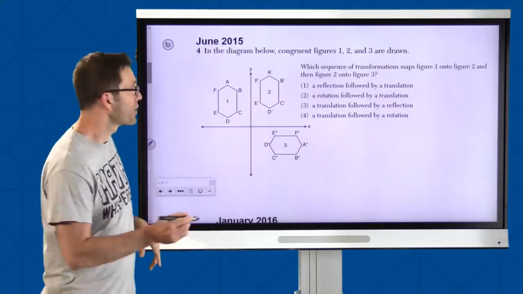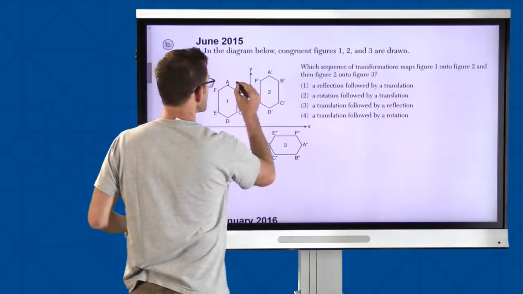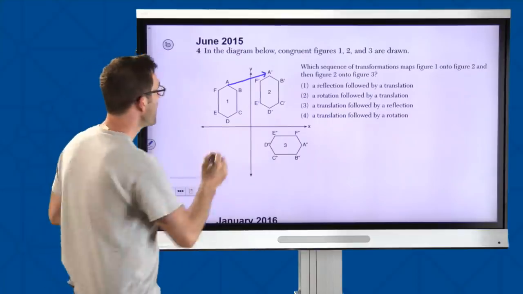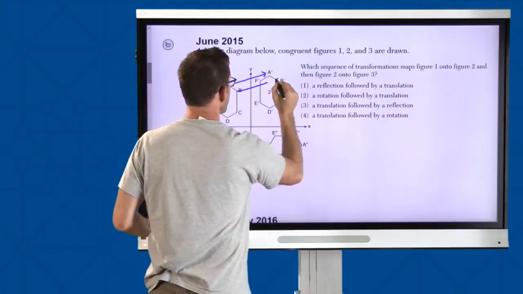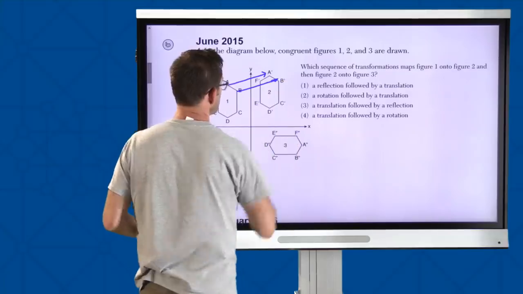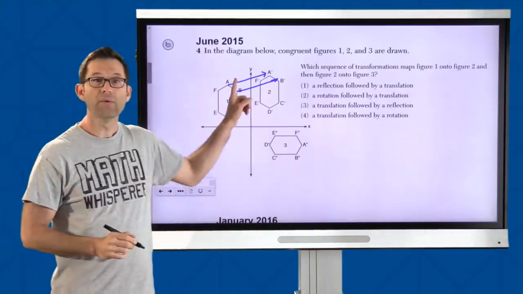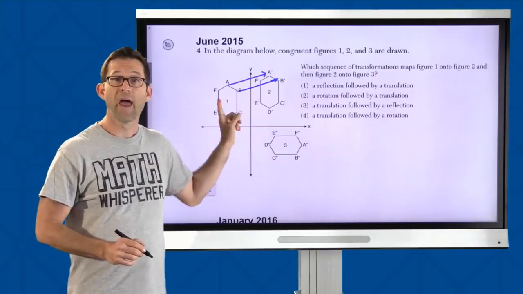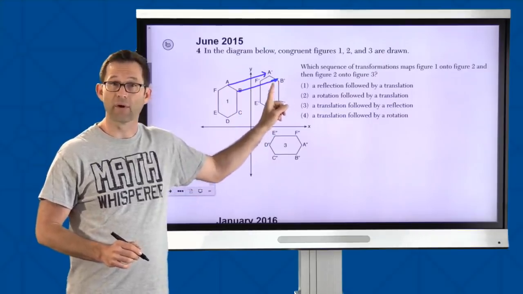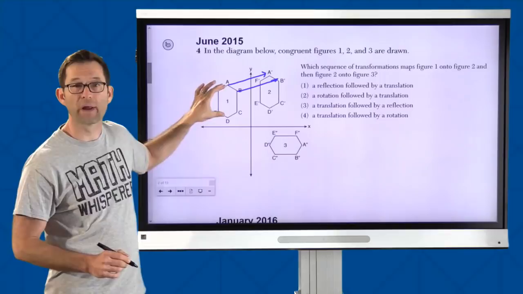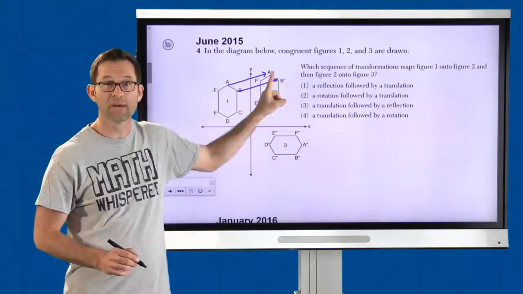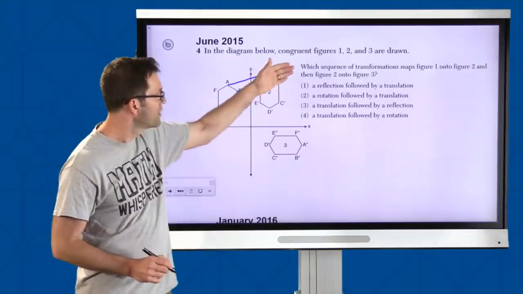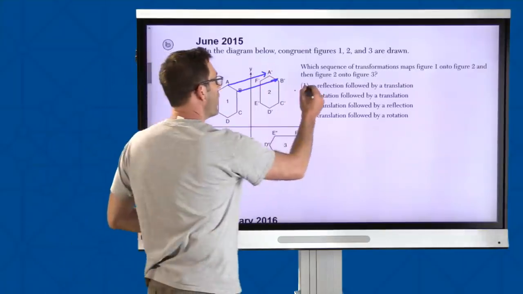But here's the cool thing, right? If I take point A and I sort of draw a vector or a ray to A prime, and I do the same thing for B, or at least I try, notice that those two rays or vectors are the same length and they're parallel to one another. That means all I've done is a translation. I've simply moved each one of the points in this direction. So let's see, that eliminates 1 and 2.